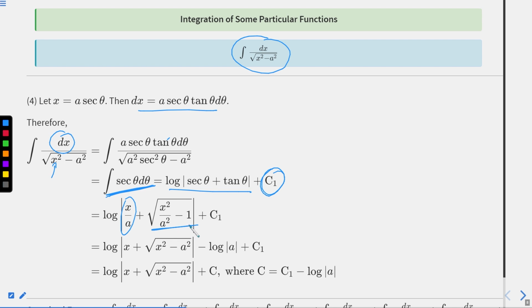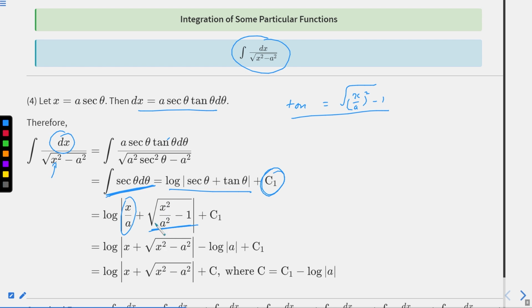How? Just replace this sec in the form of tan. You know that tan will be just root of sec theta square minus 1. So this is what we have used. Okay, direct form, just direct form. Clear? Okay, so you will get this.